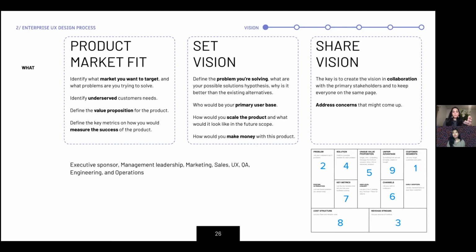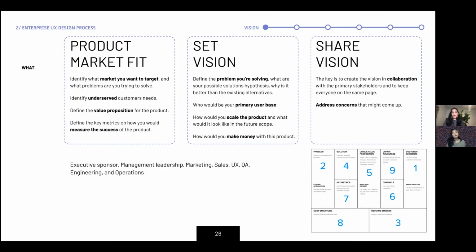Now, when the product is decided, okay, we know what we are doing, we have a vision for this, they need to make sure that this vision is actually created in collaboration with the key stakeholders. And it is also something that everybody agrees on, why we need to put time and money into this. There are a lot of processes or frameworks that our product teams use at this stage, but that's something we can get into offline if you are interested in how some of these things are done.